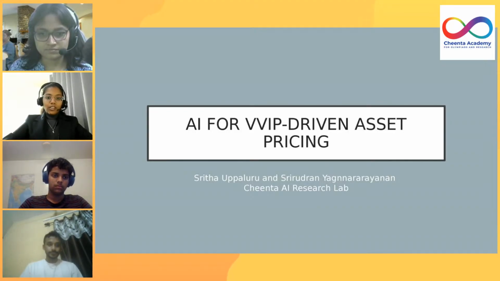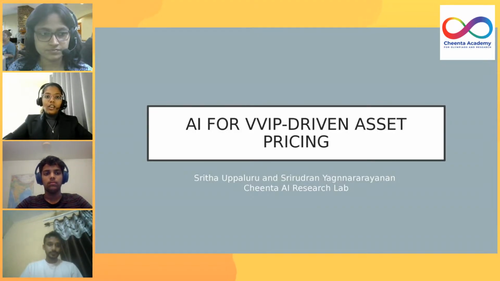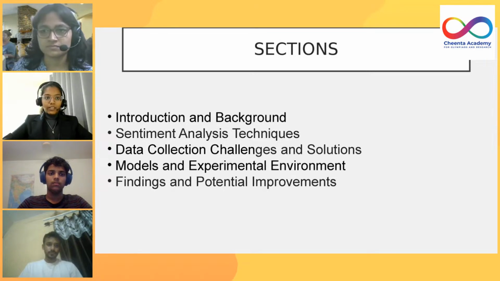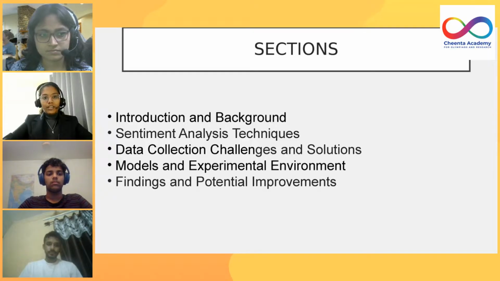Hello everyone. My name is Sritha, and this is the project on AI for VVIP driven asset pricing. Our project aims to develop a model that predicts the Tesla stock price based on Elon Musk tweets. We've divided this project into sections, namely introduction and background, sentiment analysis techniques, data collection challenges and solutions, models and experimental environment, and findings and potential improvements.